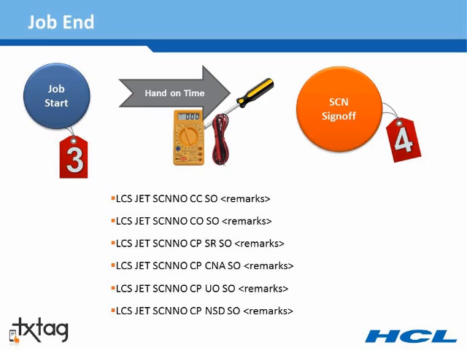The remarks are optional. The last one is NSD, which means the spare part that you received is either not the right spare or it's a defective spare part. So LCS space JET space SCN number space call pending, and the call is pending because the spare that you received is not the right spare or it's defective. It's not the appropriate spare. In that case, it will be NSD followed by the SO number, and then you can type in your remarks. So at the end of every call, you need to send in this fourth tag, which is job end time.